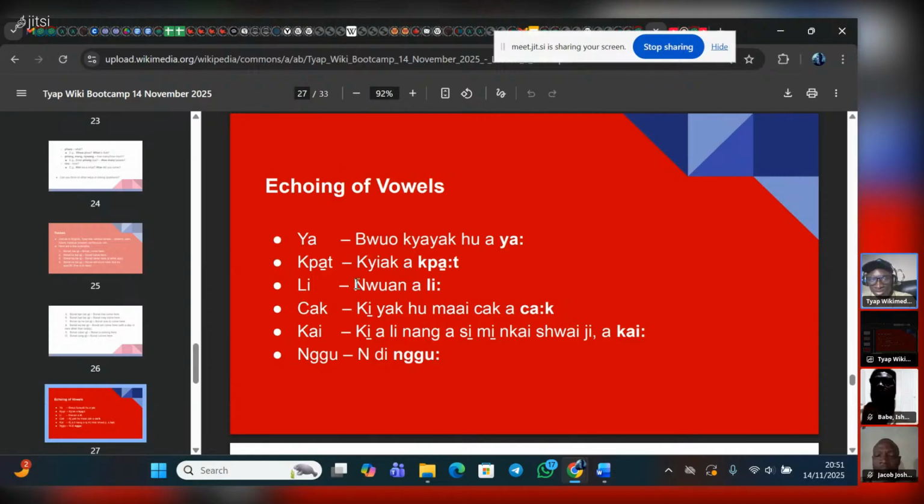So we have the next word, which is the li now. The li is extended to li, like in the example, wana li, that's watch it and see. Just take a look at it and see. And then Kayaku Mayachak Achak, that's if the grains are matured enough for you to harvest. Chag instead of just chak, but chag. And then the next one is Kai Kali Nang Asumunkai Shoiji Akai.